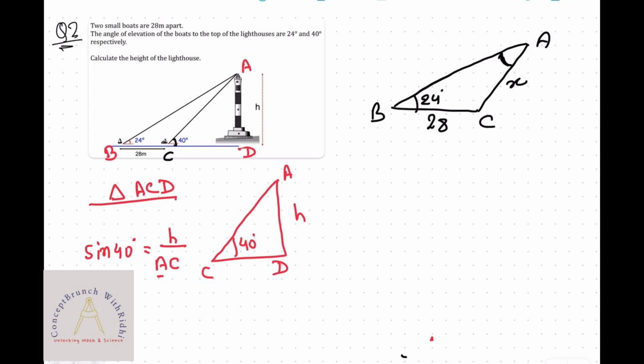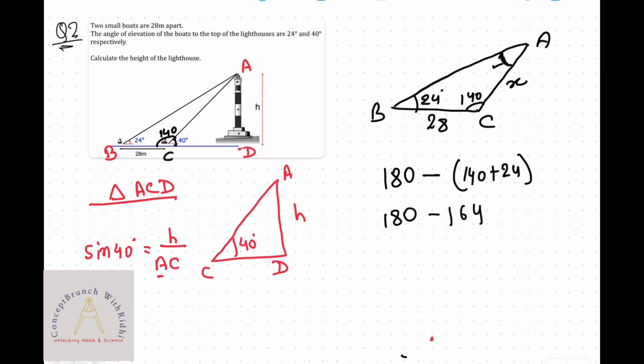So what is this angle? We can say 180 take away 40, that is 140 degrees. So what about this other angle? We take 180 take away 140 plus 24 degrees. That is 180 take away 164, which finally gives 16 degrees. So this angle is 16 degrees.